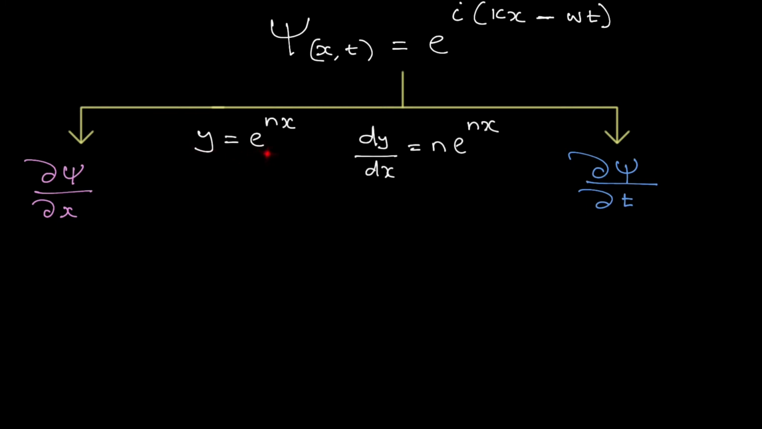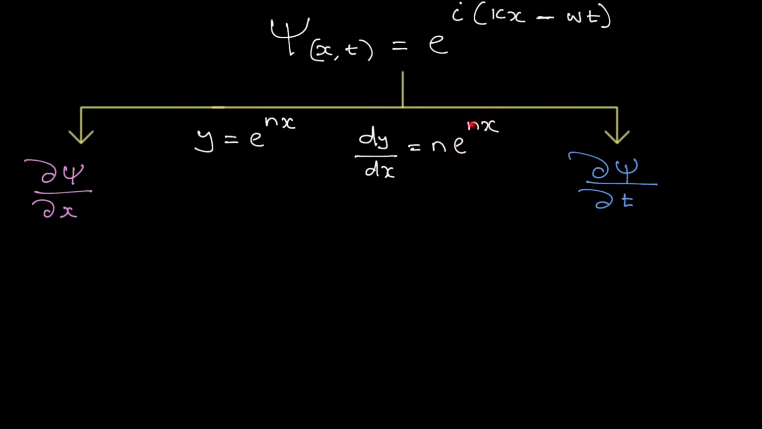If you're differentiating an exponential function with respect to x, you get dy/dx equals, well, if you're differentiating an exponential, you get the exponential back times the derivative of the exponent. If you differentiate nx with respect to x, you get n. So that's why you get n.